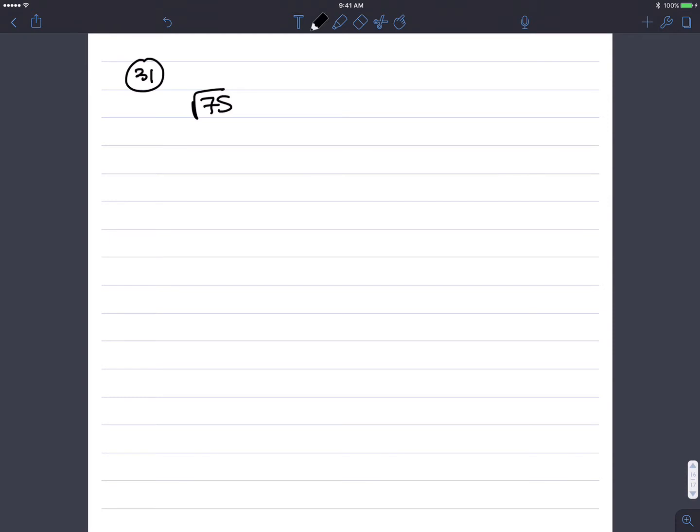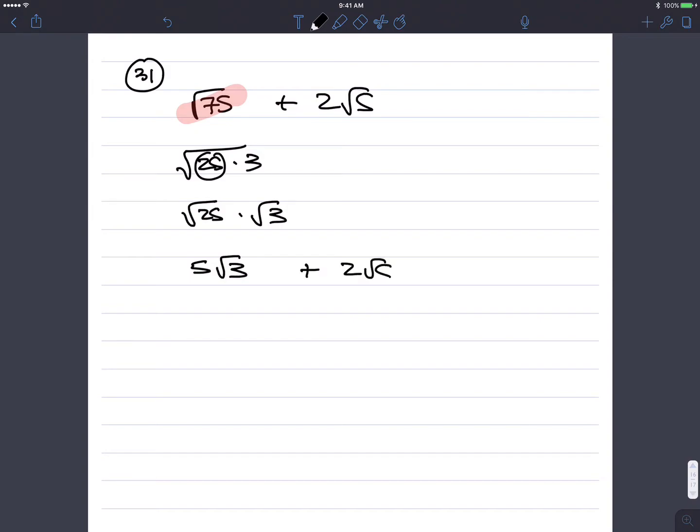The square root of 75 plus 2 times the square root of 5. We can simplify our square root of 75. The largest perfect square that goes into 75 is 25, and we have 25 times 3. The product rule, we have the square root of 25 times the square root of 3, which is 5 times the square root of 3. Bring down your addition of 2 times the square root of 5, and notice that we cannot combine like terms. Both of these radicals are different.